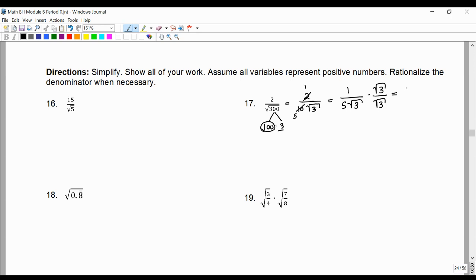And so we have root 3, 1 times root 3 is root 3, over 5 times 3, because square root of 9 will be 3. And our final answer is root 3 over 15, which is simplified. Root 3 is a dead end. There's no pairs in there. And the denominator has now been rationalized. It's a rational number. It is no longer irrational. And we're not going to cancel these because one is in the radical and the other one is out.